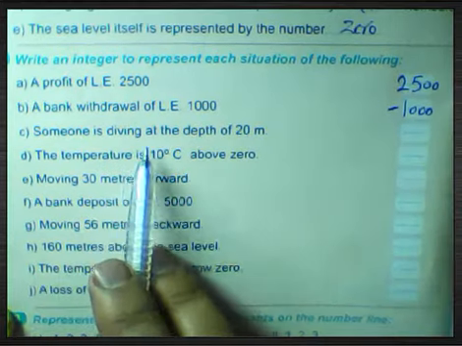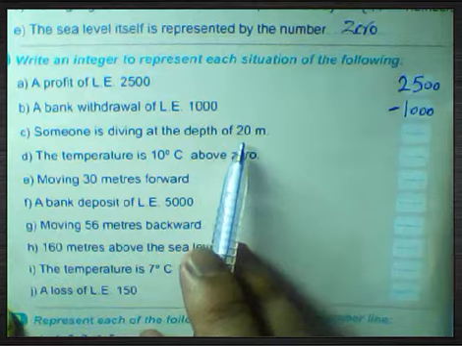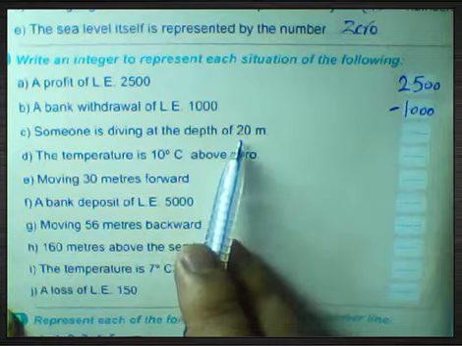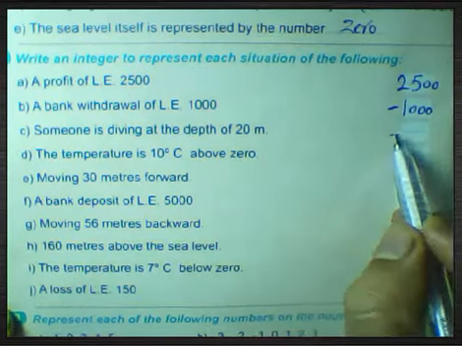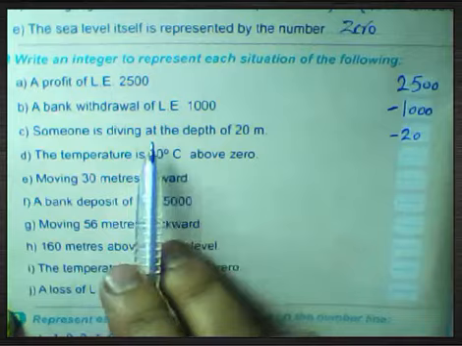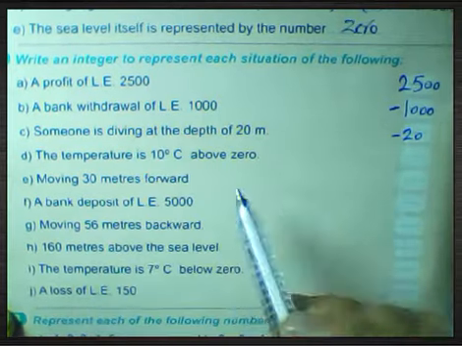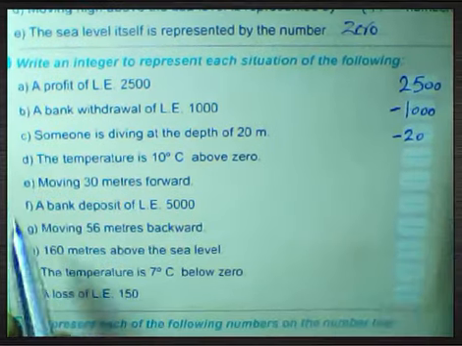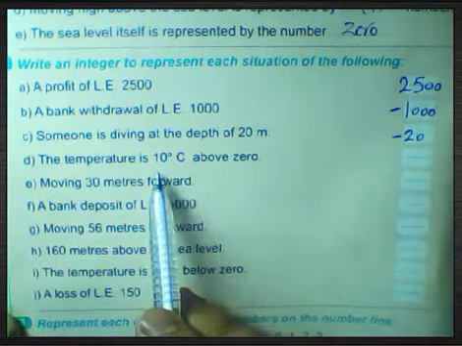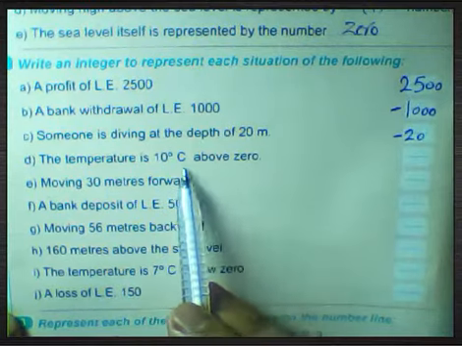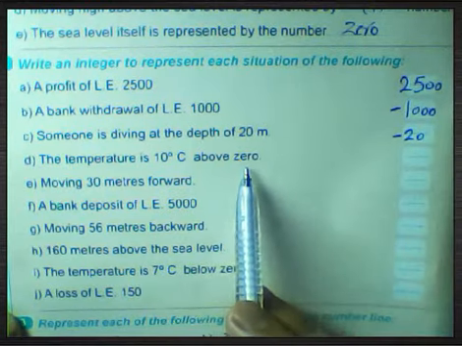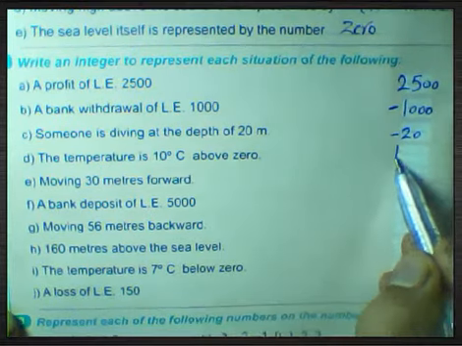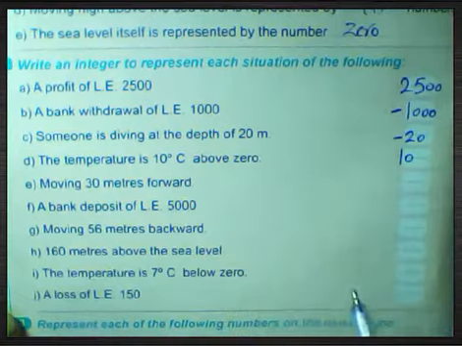Someone is diving at the depth of 20 meters. Negative 20, because diving at the depth of 20 meters is negative 20. Letter D, the temperature is 10 degrees C above 0, positive 10, because it's above 0.